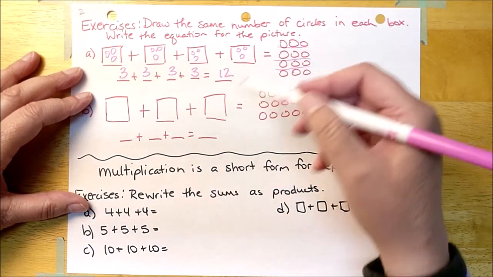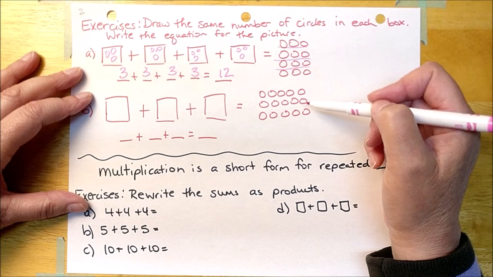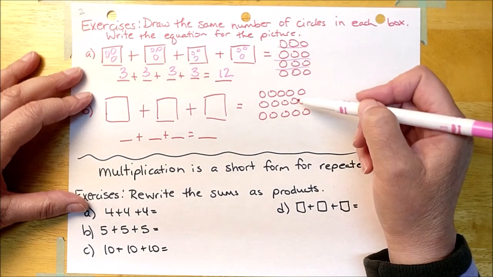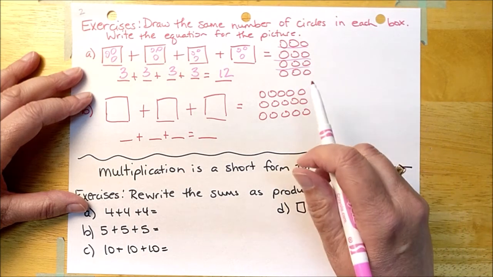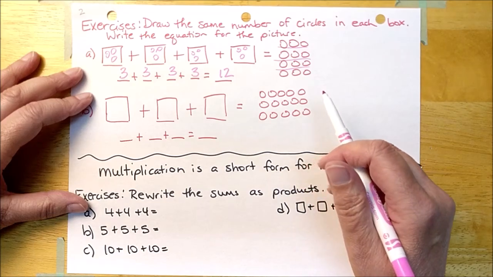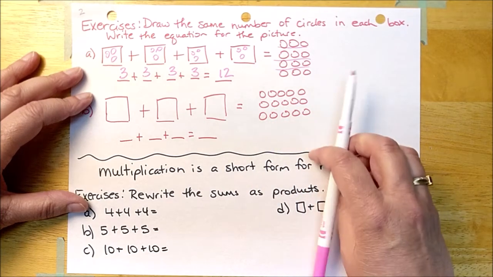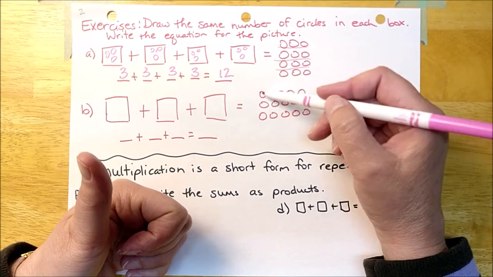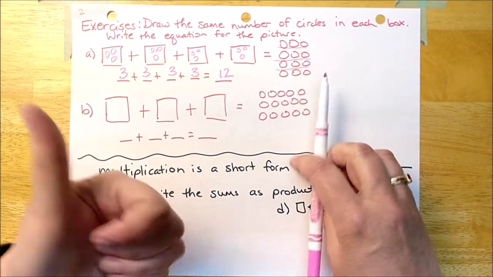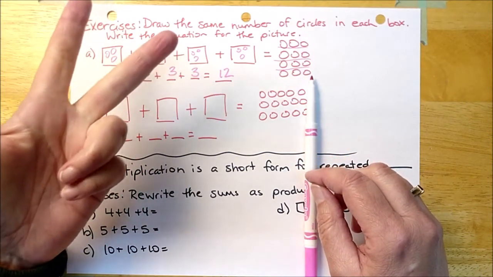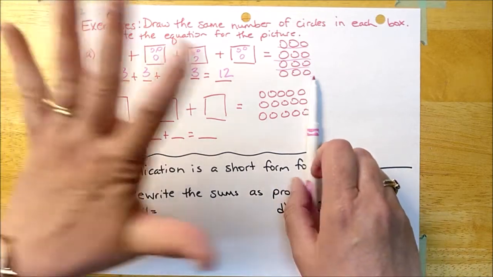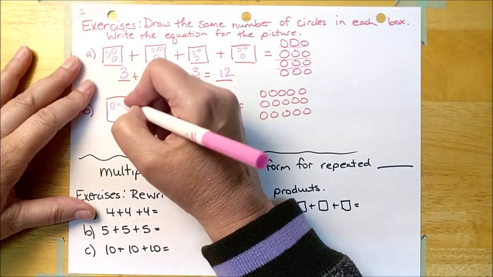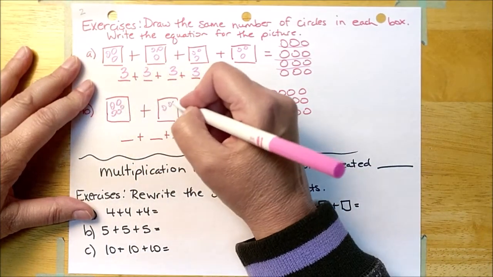Here I have 3 boxes and I need to divide these into 3s. I'm going to count by 3s. How many do I have here? 1, 2, I got 15. So 3, 6, 9, 12, 15. So that means I have to draw 5 circles in each group.